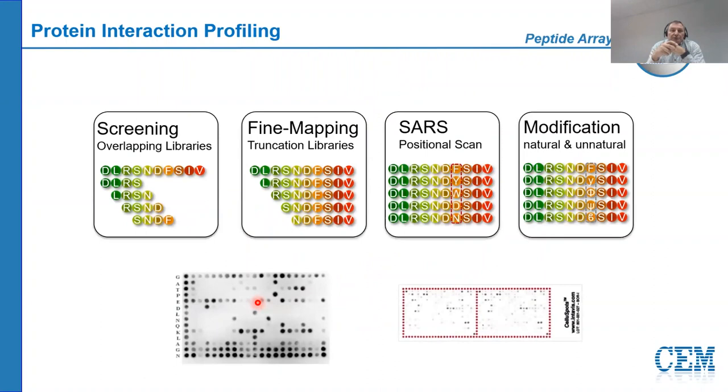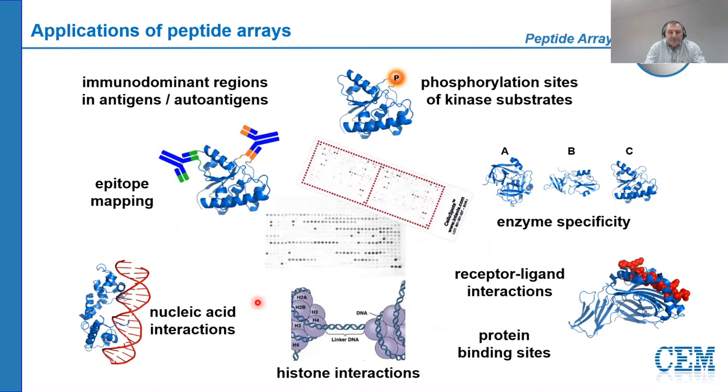Proteome interaction can be, of course, finalized by screening with overlapping peptides. We have also truncation libraries for fine mapping. We can do a positional scanning where we exchange different amino acid or different building blocks. And of course, we like modifications and use natural and unnatural amino acids. Applications for peptide synthesis are generally, of course, epitope mapping, the binding of an antibody to an antigen, nucleic acid interaction. We have protein binding sites, we have phosphorylation sites, which can be accessed, and we have enzyme specificity. So there is a lot of application for peptides and their work as a tool in the lab.